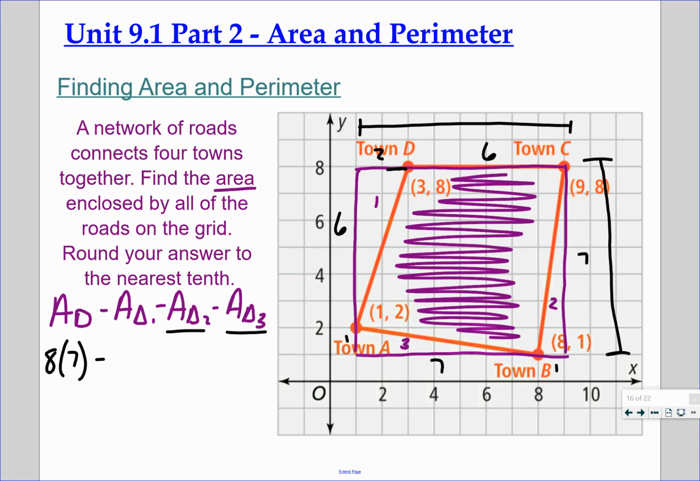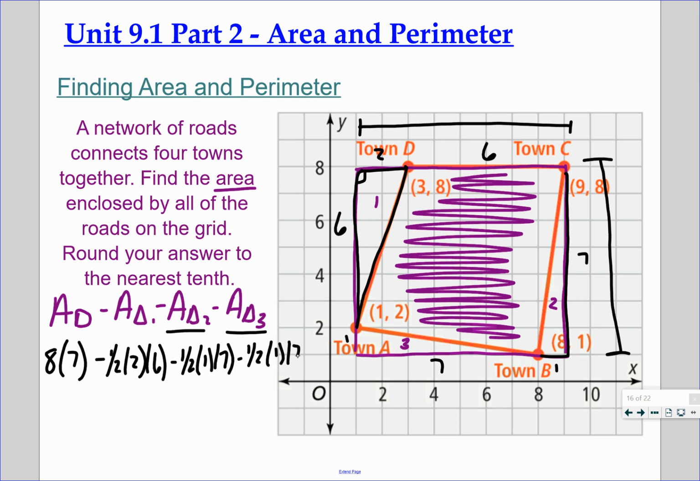Well, triangle 1 is this guy, so we're going to take this guy off by subtracting it. And remember, area of a triangle is one half base times height. Well, our base is 2, our height is 6. So minus 1/2 times 2 times 6. Now for the other two triangles, we have dimensions of 1 and 7, and they're both going to be the same. So minus 1/2 times 1 times 7 minus 1/2 times 1 times 7.